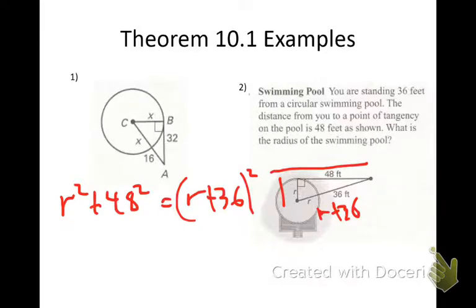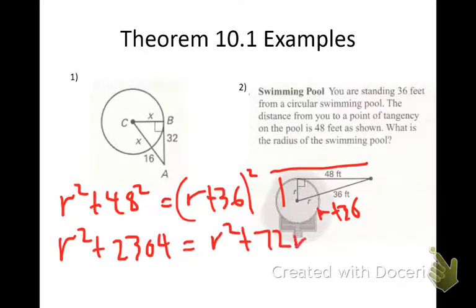So we square everything out, so that's r squared plus, okay, you're going to have to help me out again. What's 48 squared? What would 48 squared be? 2,304. 2,304 equals, then we do FOIL, r squared plus 72r plus, what's 36 squared?